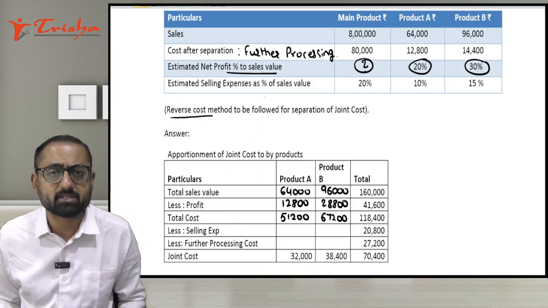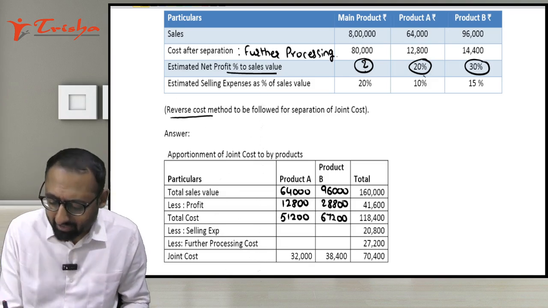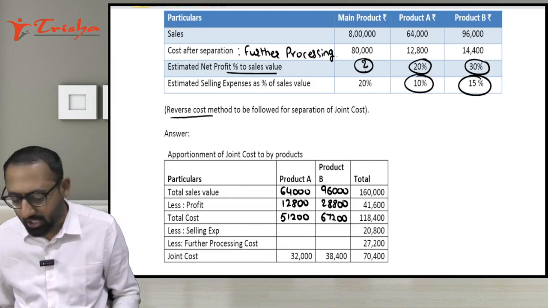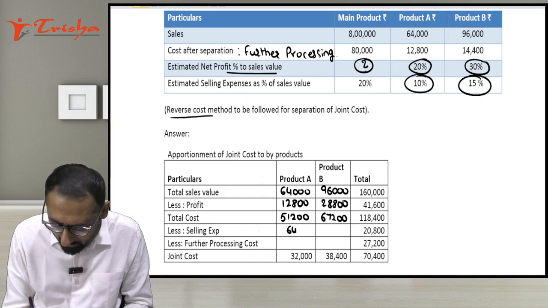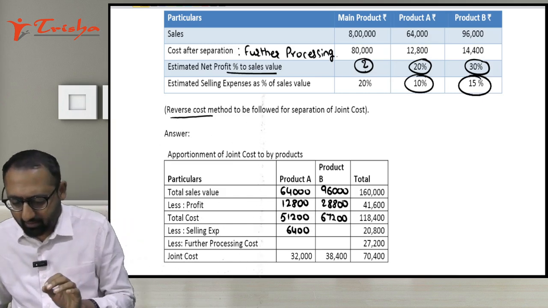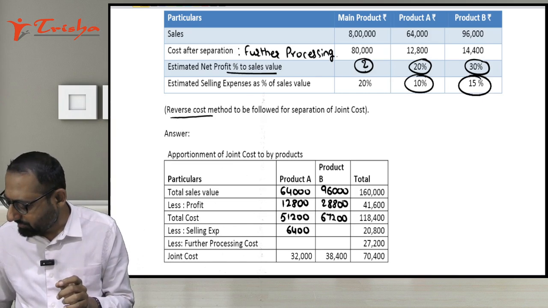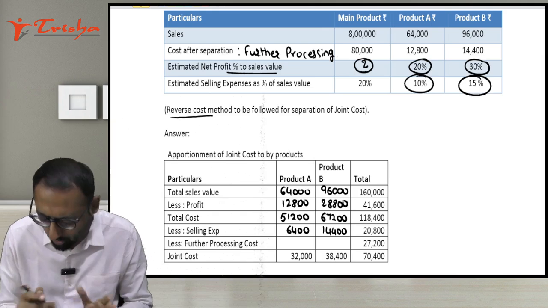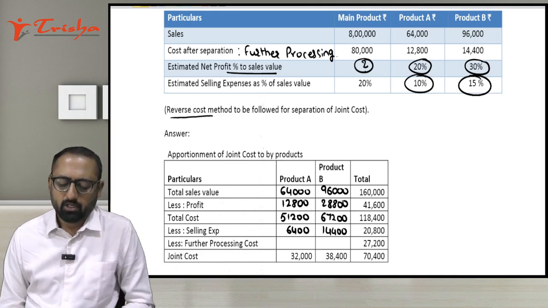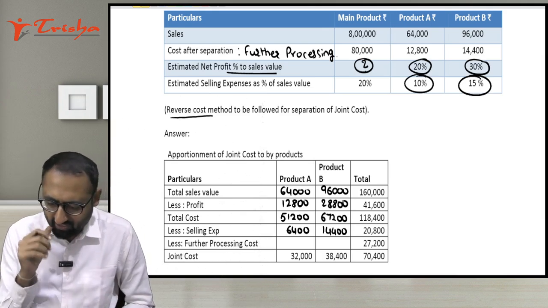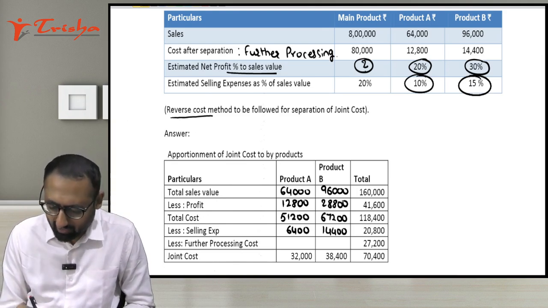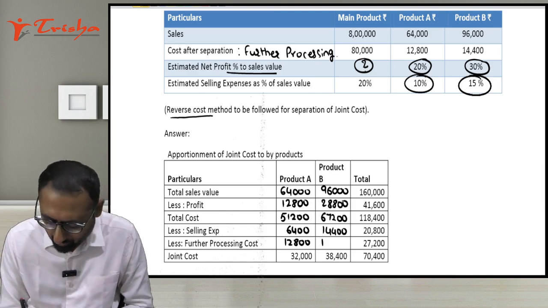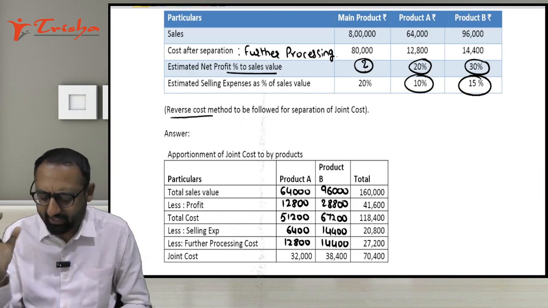Now selling expenses are given as a percentage of sales, 10% and 15%. Here selling expenses are given directly, so there is no hidden adjustment. So 10% will be 6,400 and 15%, 96,000 multiplied by 15%, it will be 14,400. Total will be 20,800. Further processing cost is also given in the question. Further processing cost is 12,800, and next one 14,400. Total will be 27,200.